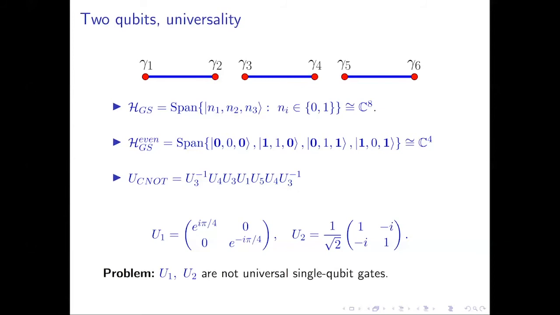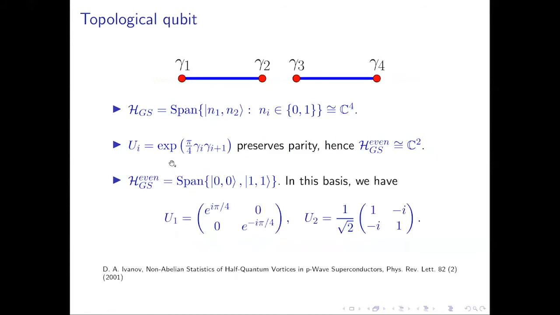Tomek, I'm a bit confused because I'm maybe familiar with this model from some different context. So those gates that realize C0, are they all braiding gates? Yes, so U_i is exp of pi over 4 gamma_i gamma_{i+1}. But they are not always diagonal because they are written in... Oh, I understand.